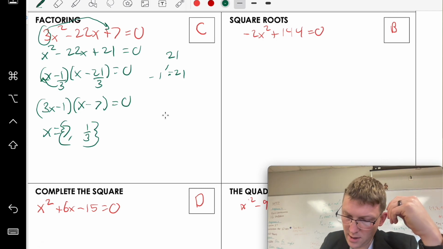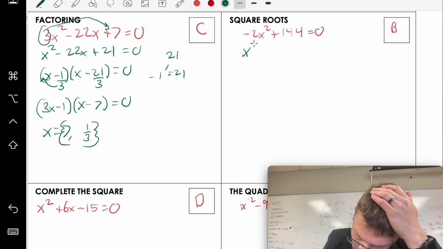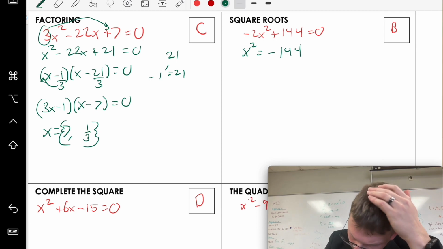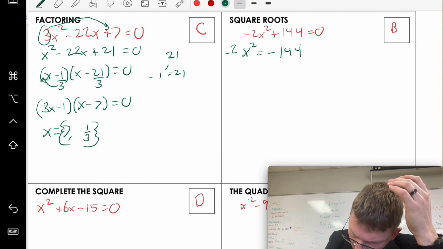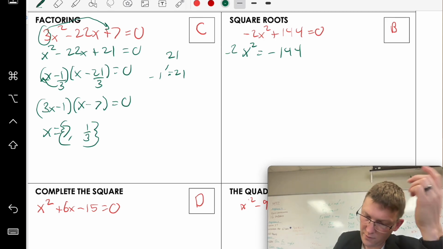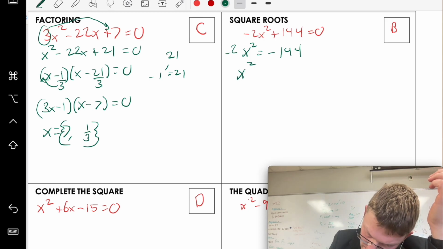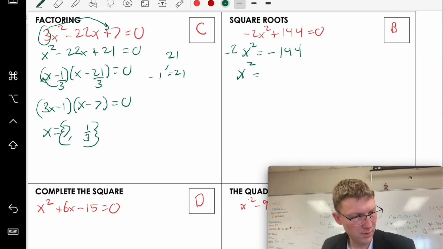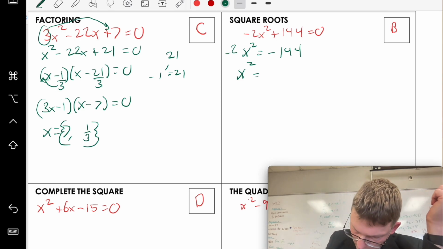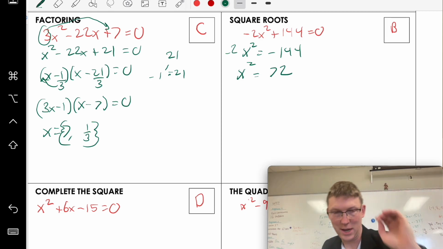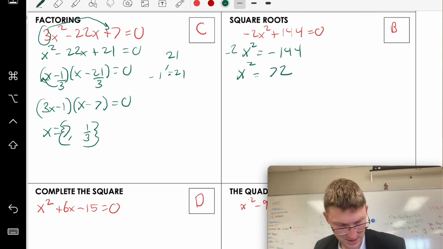It's just the answer. So using our square root stuff, we're gonna have x squared equals negative 144. I'm sorry, negative 2x squared. So we divide both sides by negative 2. X squared equals 144 divided by 2. We've got positive 72. I thought there was going to be negative, but that's what I get for estimating.